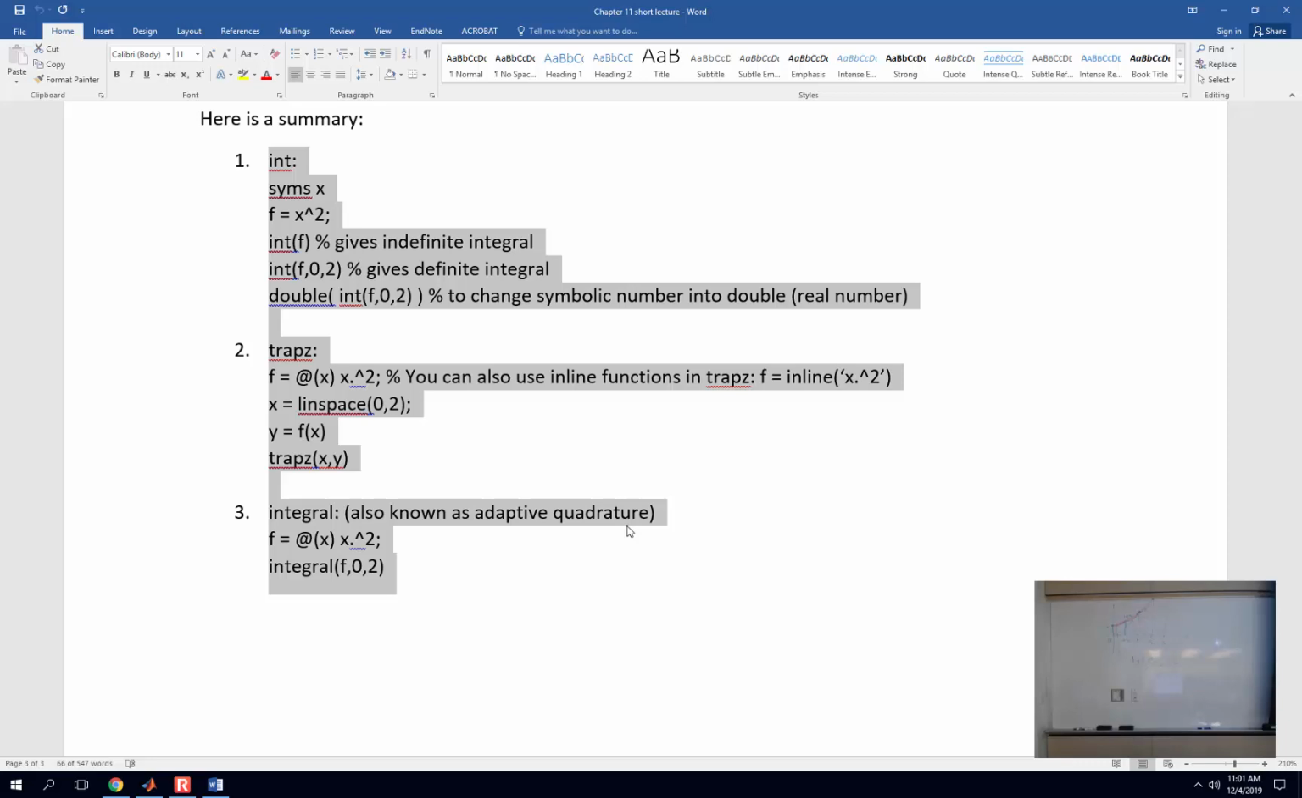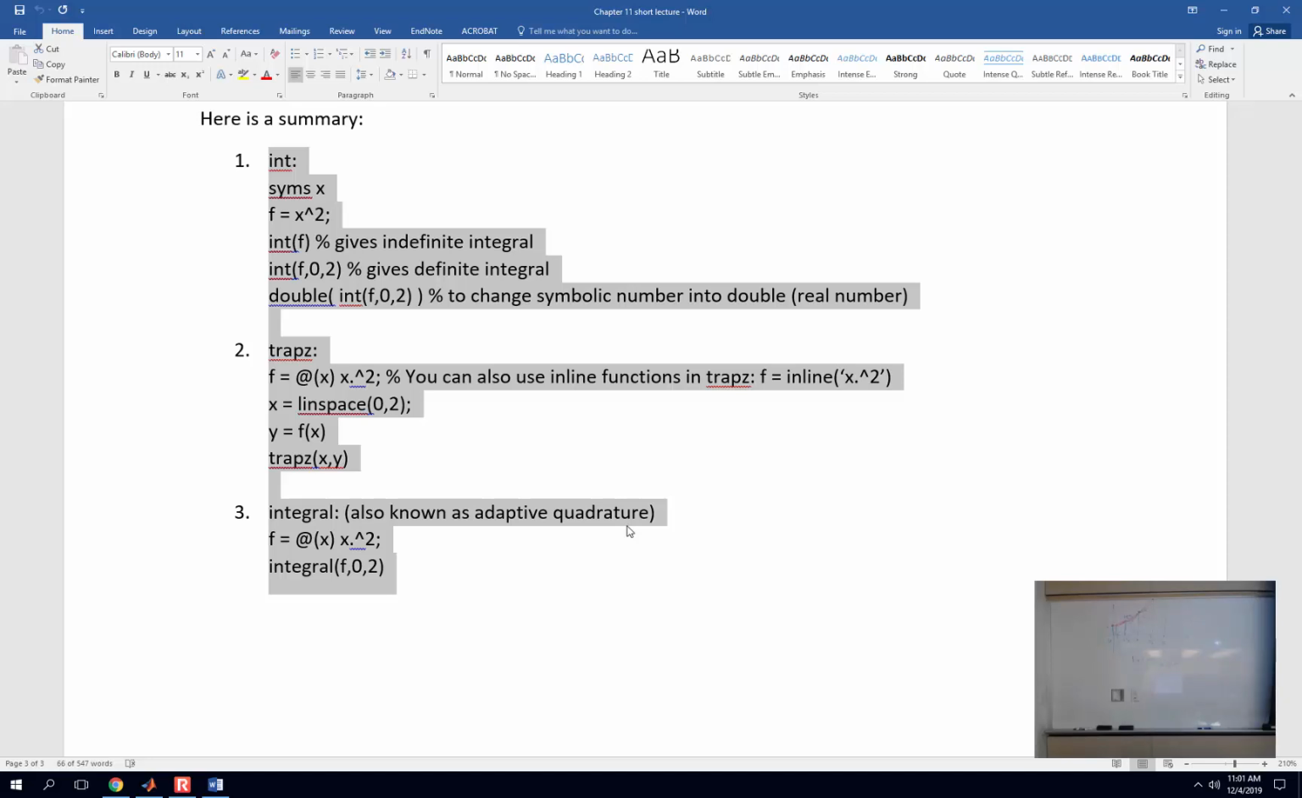It's also a numerical approximation. You need a function for that, and the function should be defined as a function handle, not a symbolic function, not a symbolic x or y or anything, right? This is now a function handle. And then you will take the integral of f, that function handle, between upper bound and lower.